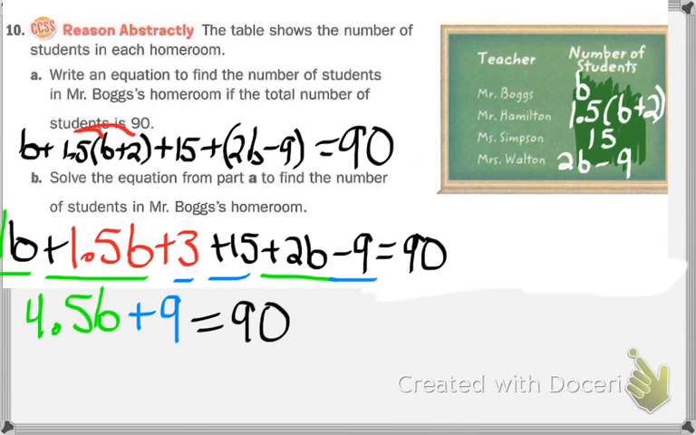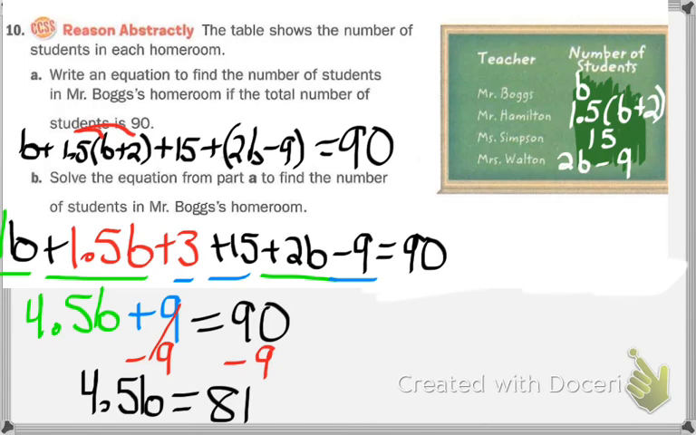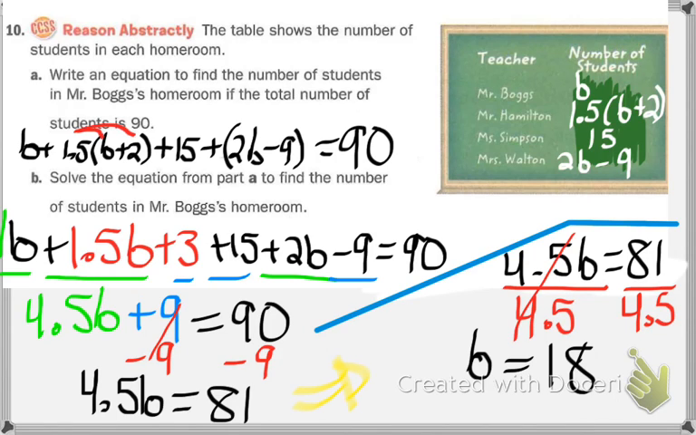Well, look. You now have a two-step equation. Knock this thing out, and you're done. Divide both sides, and you're good. B ends up equaling 18, so you would say there are 18, since B was Mr. Boggs' homeroom, and that was what the question was asking, you would say there are 18 students in Mr. Boggs' homeroom.